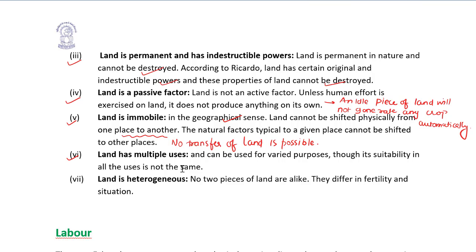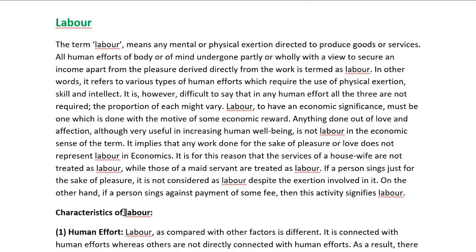Land has multiple uses. That means it can be used for varied purposes, though the suitability in all the uses is not the same. Land is heterogeneous. That means no two pieces of land are the same or alike. They differ in fertility and situation. The situation of two different lands is different, and accordingly it should be dealt with. I believe you understood till here. Let's continue and see another concept, and that is labor, the second factor of production. Labor over here means human efforts.